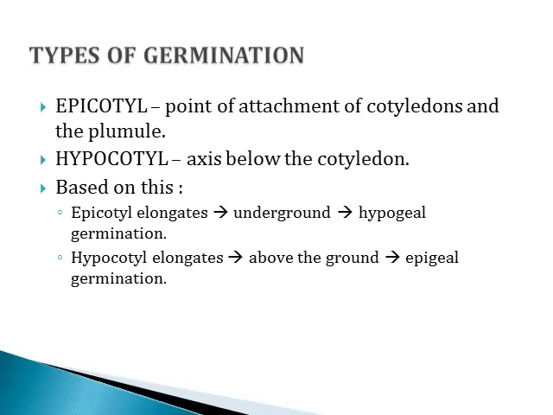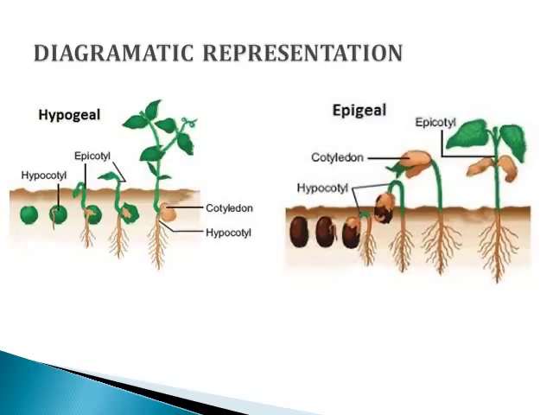When the epicotyl elongates and grows underground without coming out, that type of germination is called hypogeal germination. When the hypocotyl elongates above the ground, it is called epigeal germination. In short, cotyledons remaining underground is hypogeal germination, and cotyledons pushed above the ground is epigeal germination. Here I have given a picture: in hypogeal germination the cotyledons remain underground, and in epigeal the cotyledons grow above the ground. This is the diagrammatic representation of both.